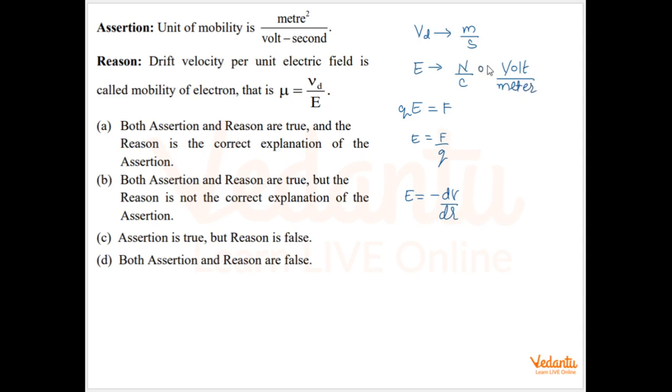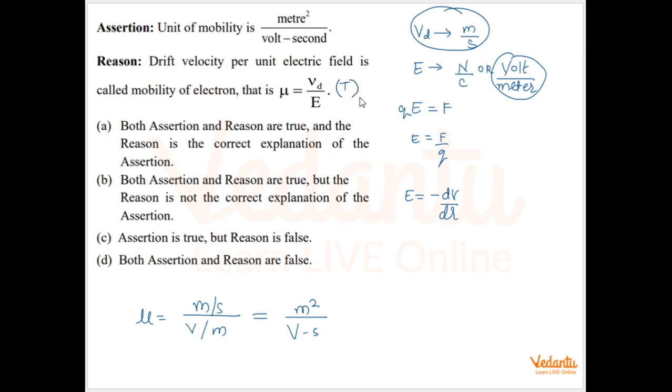There are two possibilities. Now if I use this one and this one, beta, then the unit of mobility will just be meters per second divided by volt per meter, which will just become meter square divided by volt into second. So yes, the reason is true. Yes, the assertion is also true, and the reason correctly explains the assertion, beta.